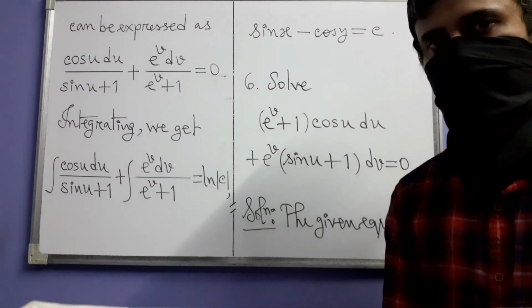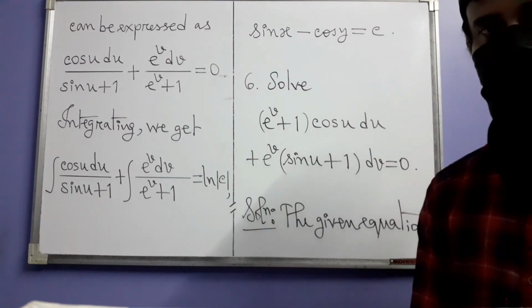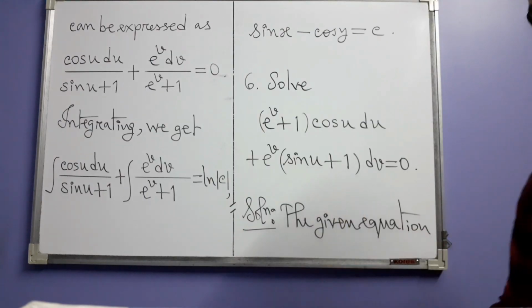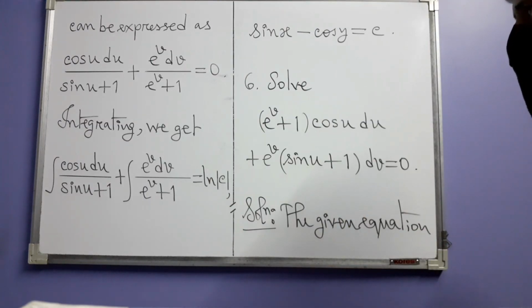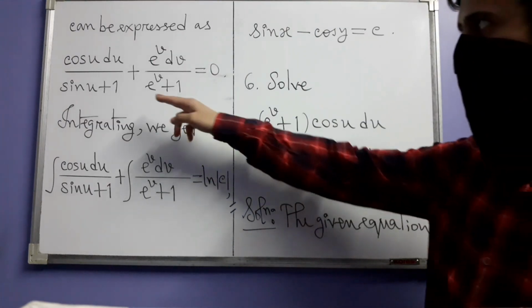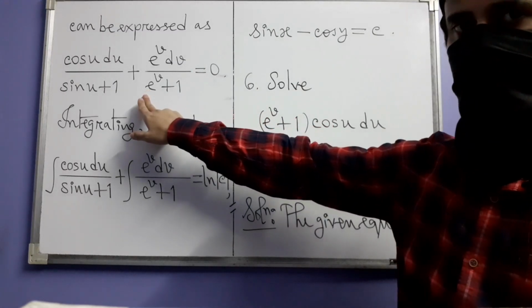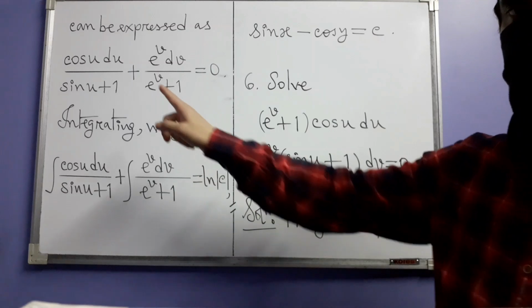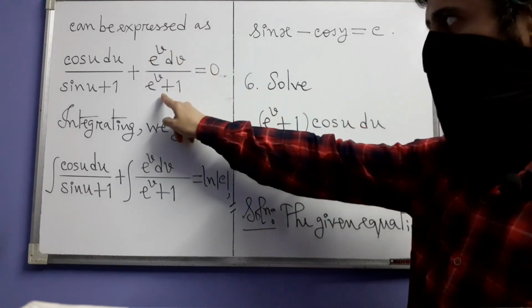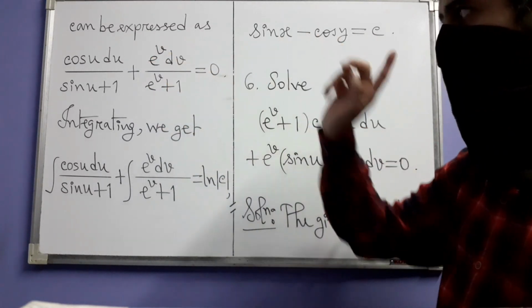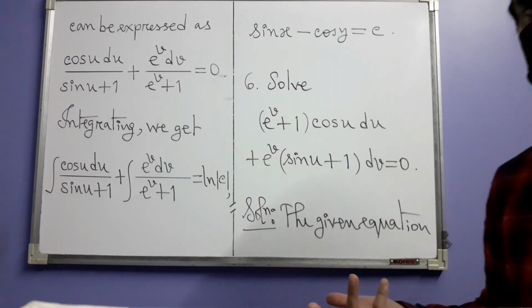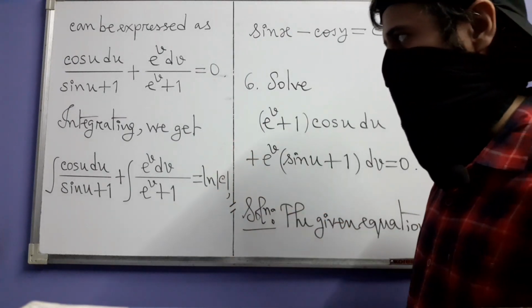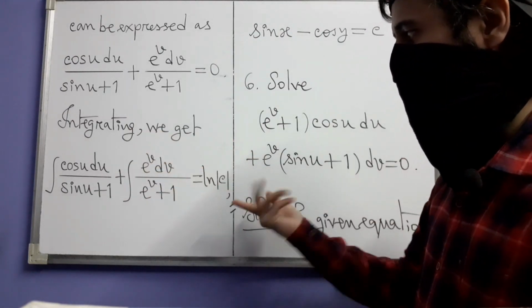So in the solution we first separate the variables, which we can do because this one is also a separable equation. After going through the necessary steps, this is how you can express the equation: cos u du divided by sin u plus 1, plus e to the power v dv divided by e to the power v plus 1, equals 0. So the variables have been separated, so we can integrate. And integrating, this is what we get.